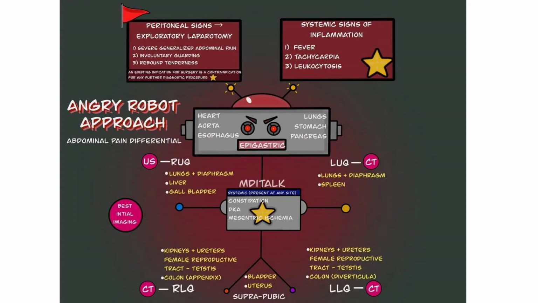I just wanted to say that there are different ways of putting this structure of nine regions into pictures. You have the mid region, you have the right upper quadrant, right lower quadrant, left lower quadrant, and left upper quadrant. Then you have the epigastric slash thorax, that's the head of the robot, the mid one, and then the legs here are usually the uterus, bladder, and suprapubic. Another way of doing it, right? It's called the angry robot from Medical Education Online.